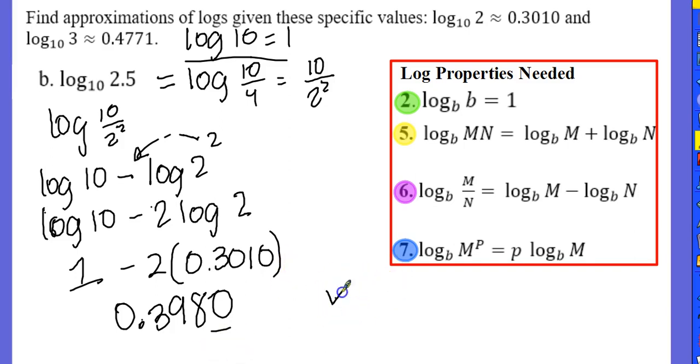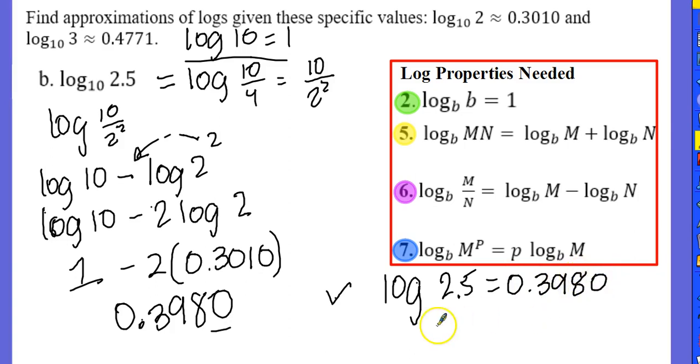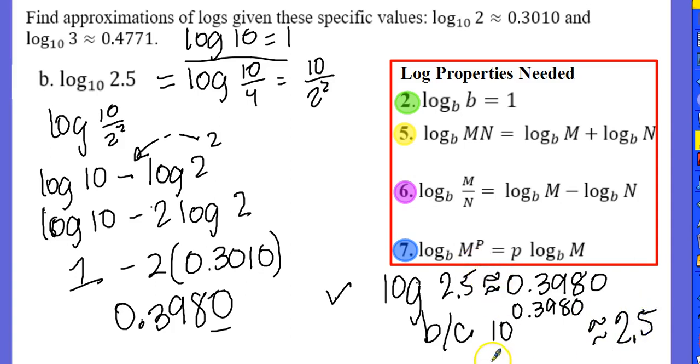For the check, we would say that the log of 2.5 is equal to the exponent 0.3980 because 10 to the 0.3980 is approximately 2.5, and that should be an approximate. And you don't have to come and say, Mrs.